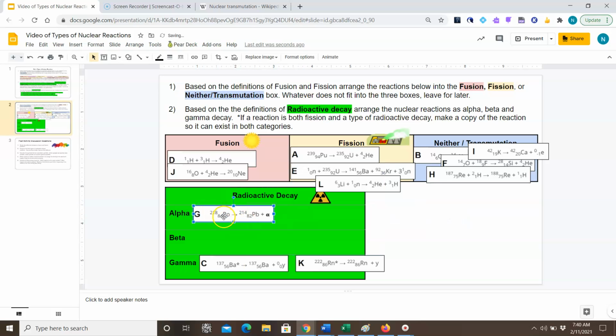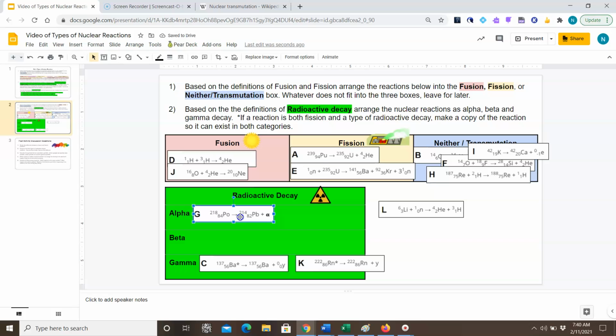Once again, you start with one thing, your parent isotope, and you form two things, one of which is your daughter isotope and the particle for which that type of decay is named, an alpha particle. Okay, next one I see here is L, so let's take a look at that.